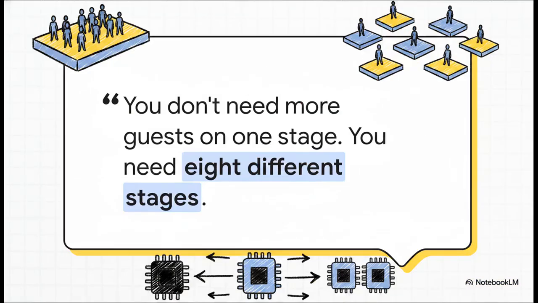And this is where our little talk show analogy becomes even more powerful. The problem isn't that you have too many guests. The solution isn't to try and cram more people onto one stage. The solution is to build more stages. And that is the core idea behind multiprocessing in Python.